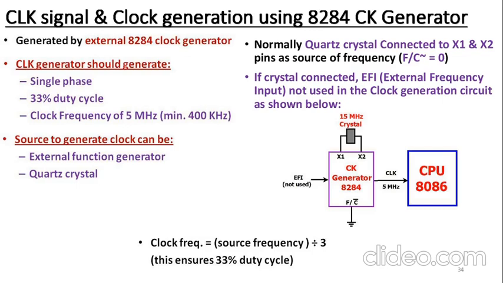It clearly means that for the 8284 clock generator, if crystal is connected, it should be of 15 megahertz. So it is divided by 3 to give 5 megahertz clock. If external function generator is to be connected to EFI pin with F/C bar connected to logic 1, crystal removed, that external function generator should also generate and give a 15 megahertz input to that clock generator, so that it will be divided by 3 and a clock of 5 megahertz will be ultimately generated. So this is about that clock and clock generation circuit by using 8284 clock generator.